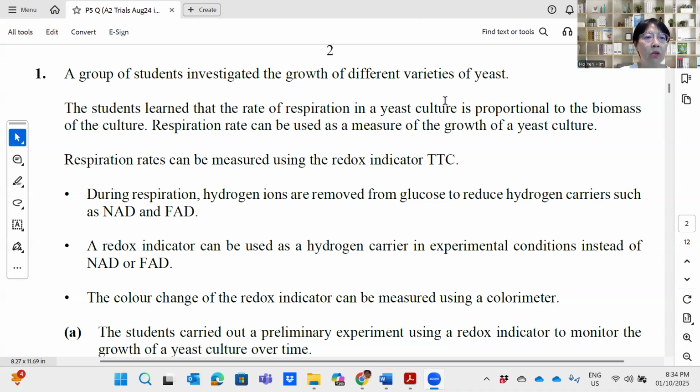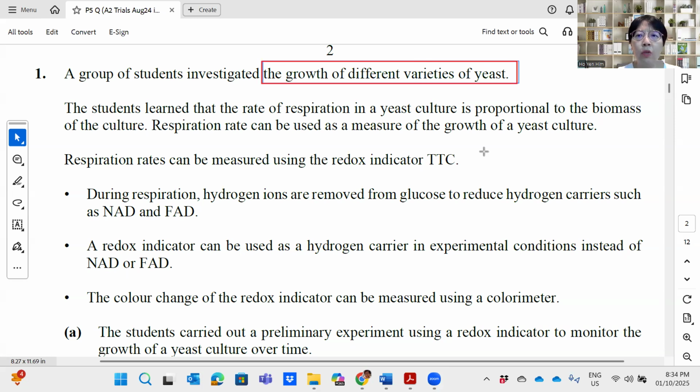Okay. So question 1, this is about investigating the growth of different varieties of yeast. Let me change color first and also thickness. So, the growth of a variety of yeast.